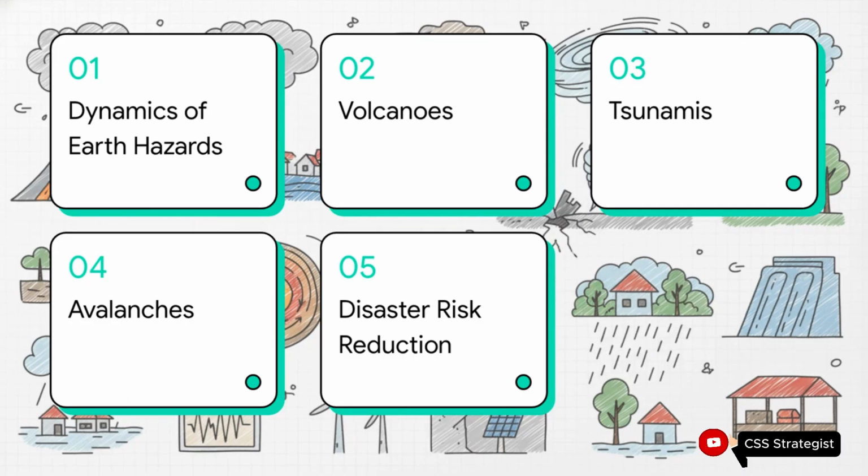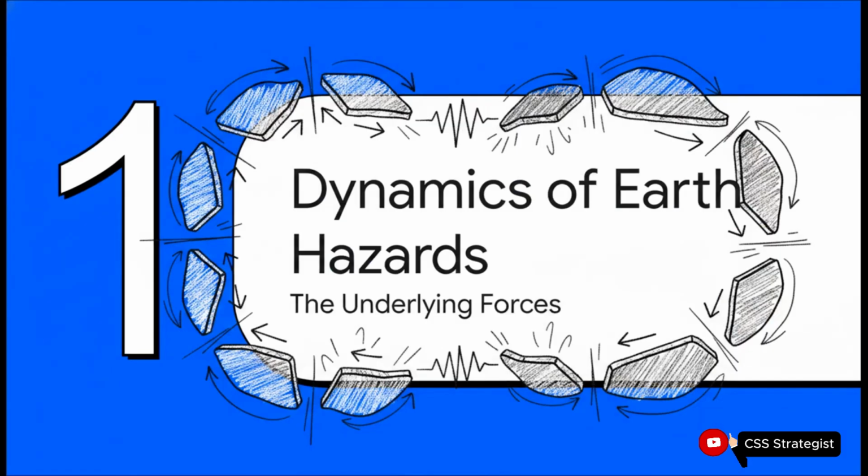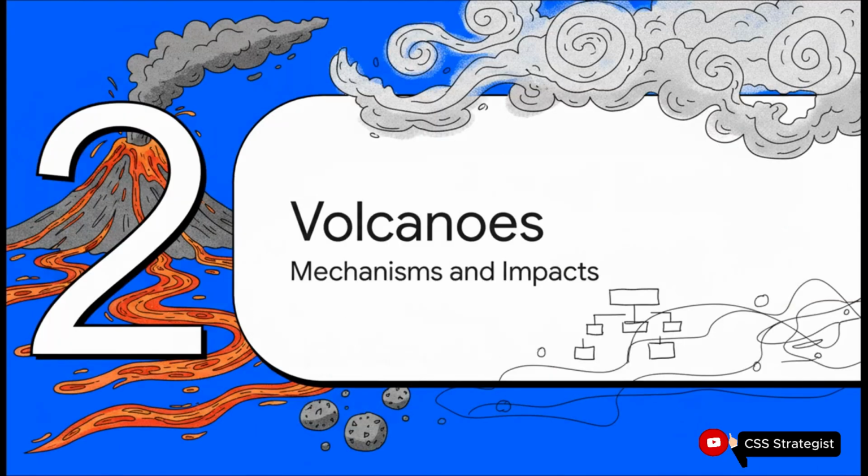We've got a tight 5-part syllabus today: dynamics of Earth hazards, volcanoes, tsunamis, avalanches, and disaster risk reduction. Starting with Part 1, Dynamics of Earth Hazards, the underlying forces. Moving right into Part 2, Volcanoes, Mechanisms and Impacts.